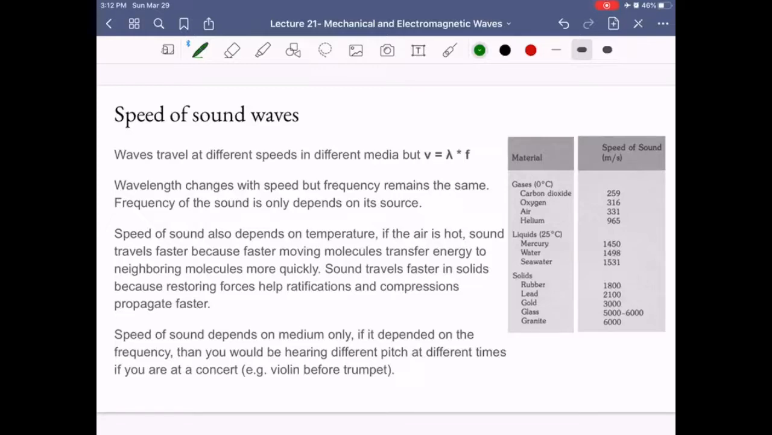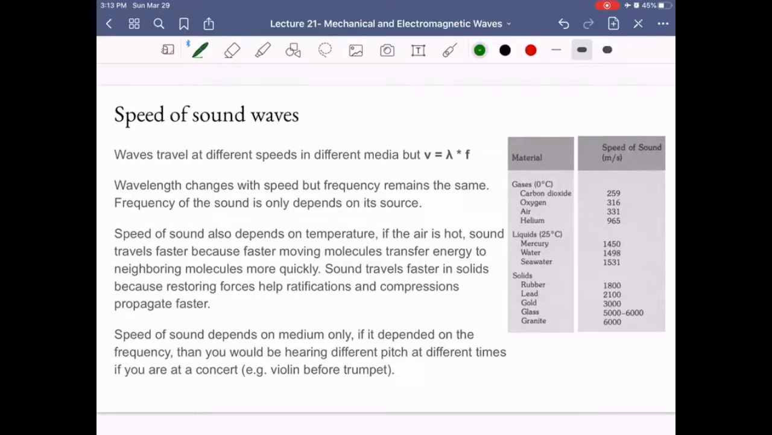And if you have hot air and cold air, it turns out that sound propagates faster in hot air, because the molecules in hot air move faster and they're more capable of transferring energy to the next molecule and so on. So this transfer of energy happens faster. That's really why it propagates faster in hot air.